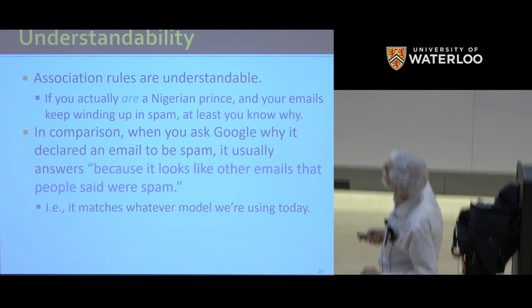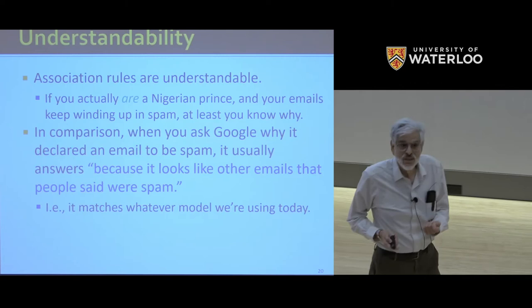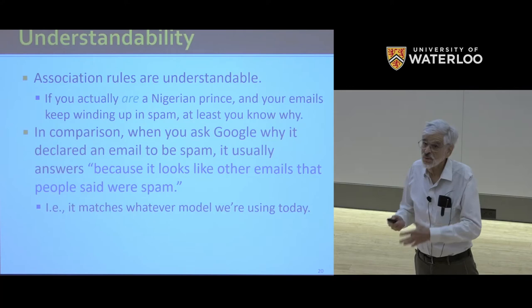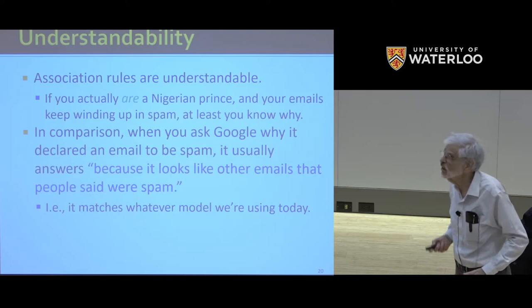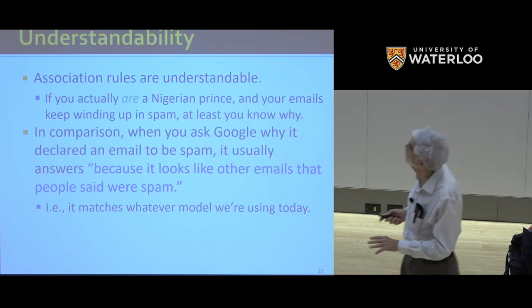Now, I don't know how many have done this, but occasionally I will ask Google why they declared a certain email in my inbox to be spam. And it says something like this. Basically it says, we have some model. We can't explain to you what the model is because we probably don't know what it is. The model says it's spam. And again, they're pretty good at it, no question. They get it right almost all the time.